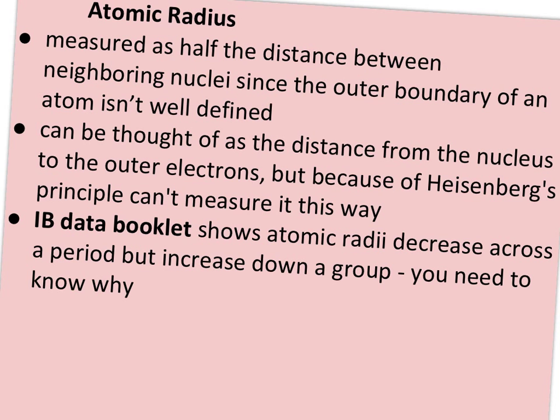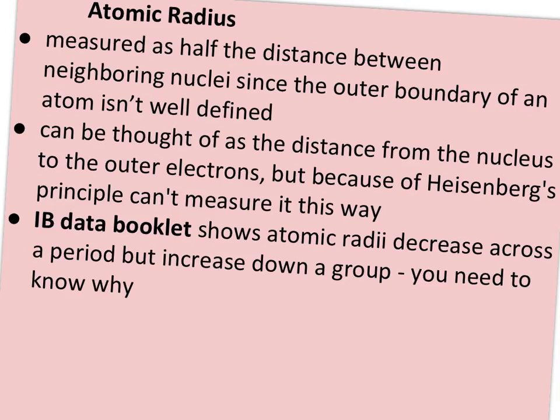Okay, so let's look at the first physical property, atomic radius. It's measured as half the distance between neighboring nuclei since the outer boundary of an atom isn't well defined. So you have to have two atoms near each other and see what the distance is between, because the assumption is that they will get as close as their clouds allow them to. It can be thought of as the distance from the nucleus to the outer electrons, but if you remember Heisenberg's uncertainty principle, we can't ever actually measure this because as soon as you try and measure an atom, you disrupt where it's at and you move it.